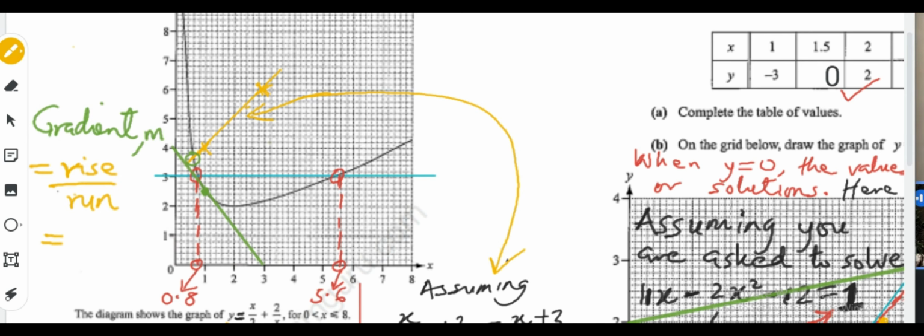You just need to be careful about the sign you allocate to the gradient. The rise is the vertical height. Run is the horizontal height.